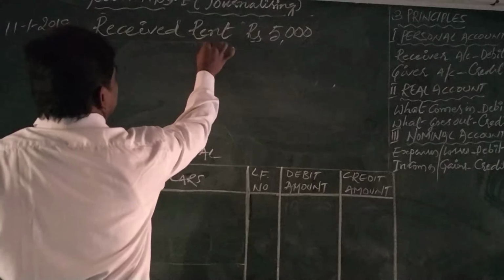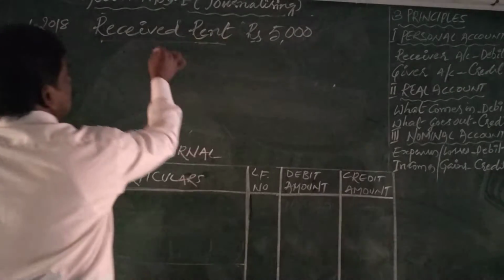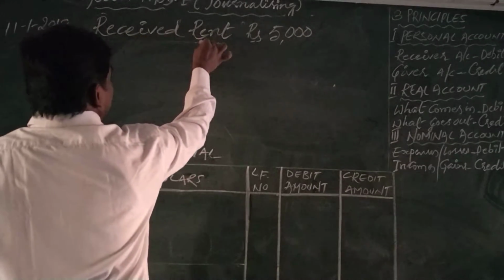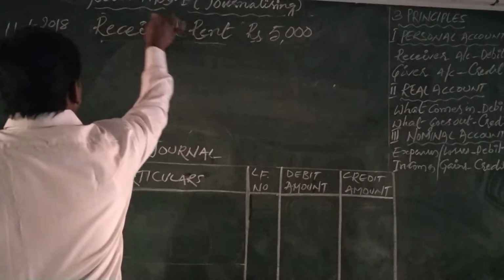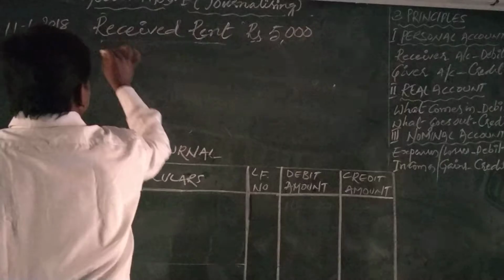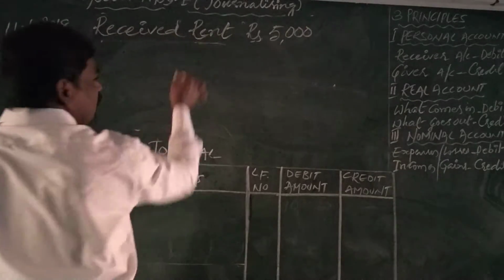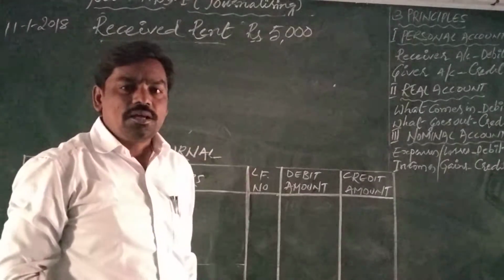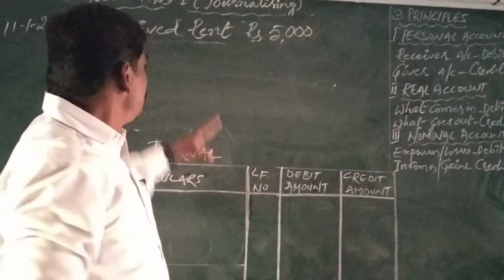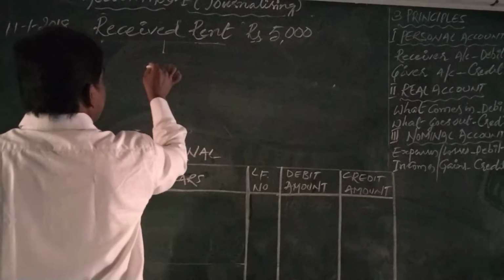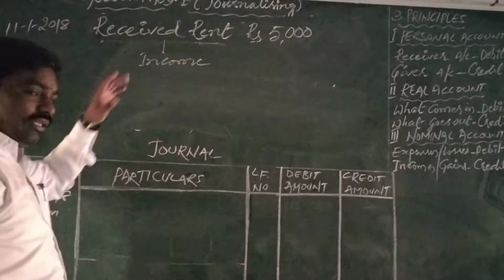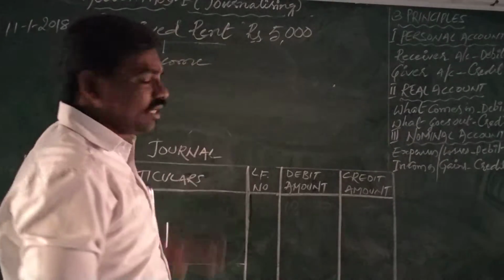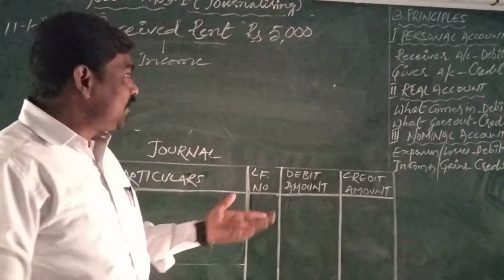Received is a keyword, rent is an income. So to identify it as an income, we should consider this keyword, received rent. Received rent becomes an income to the organization. So we find one aspect, that is income. Okay, students. So in this transaction, only one aspect is there. There is no other aspect.